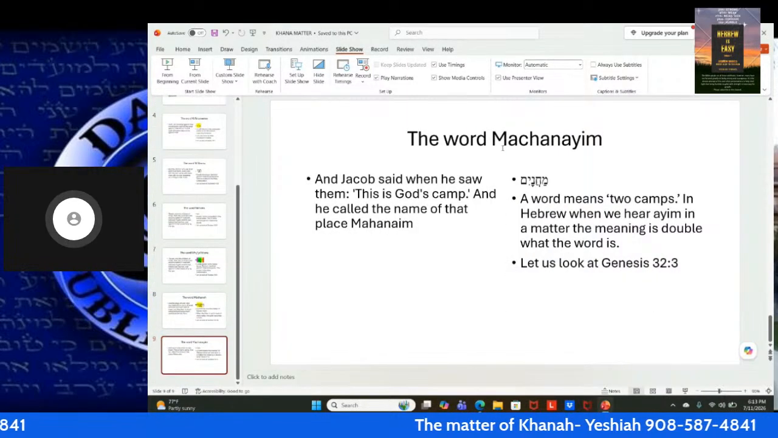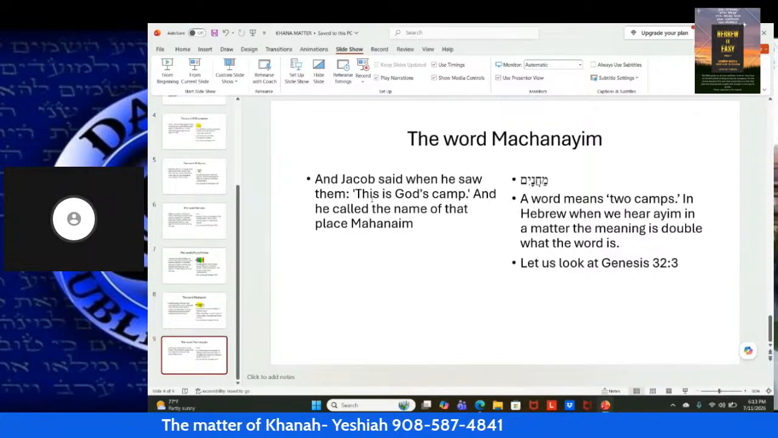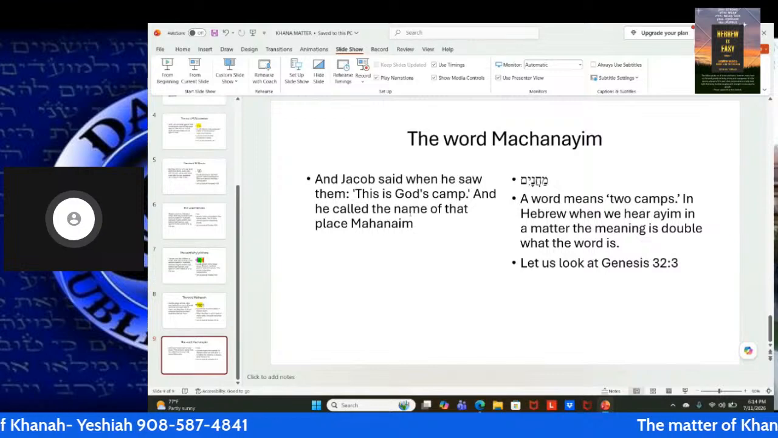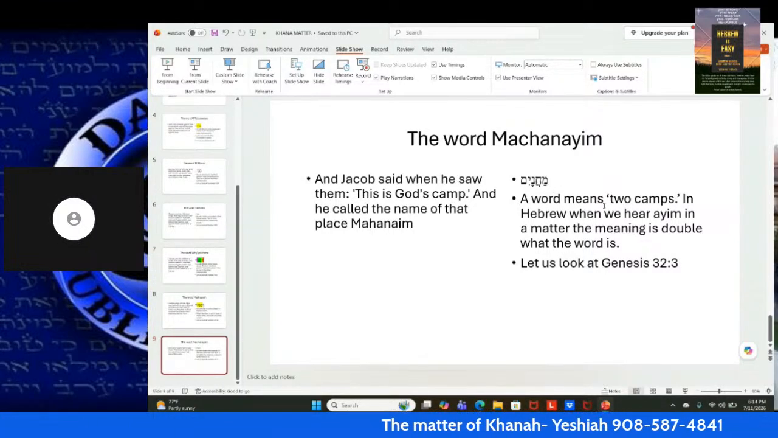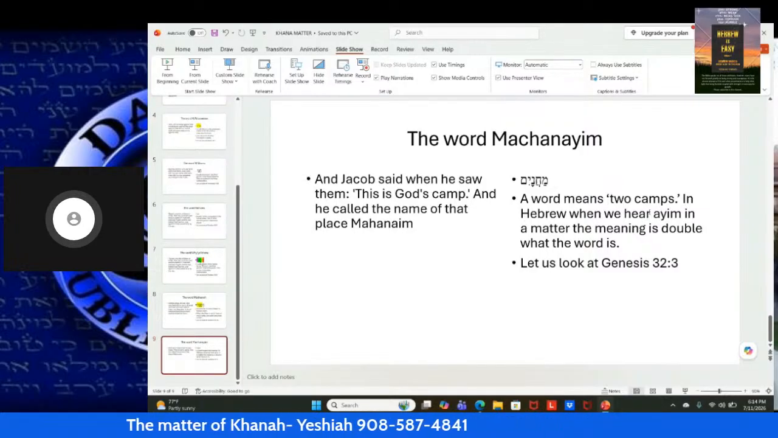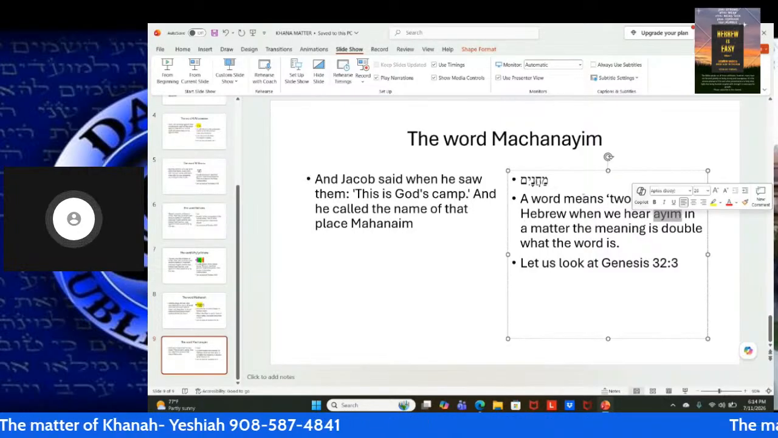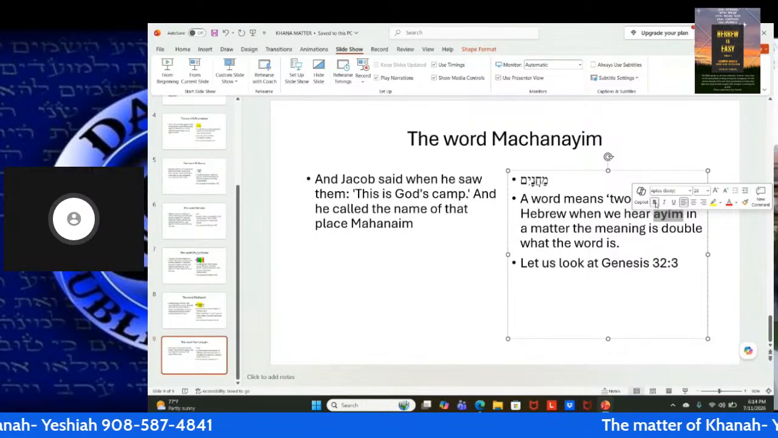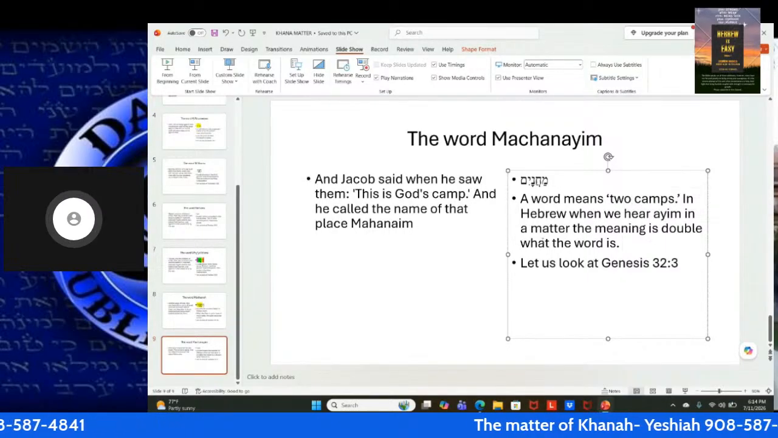The word Machanayim. And Jacob said when he saw them, this is God's camp. And he called the name of that place Machanayim. Machanayim means two camps. In Hebrew, when we hear ayim, the meaning is double what the word is.